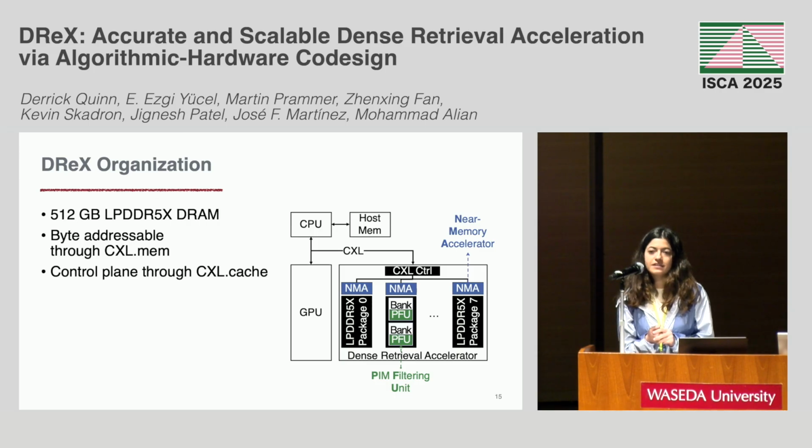DReX is composed of 8 LPDDR packages, so it has a total capacity of 512 gigabytes, and it functions as a CXL memory expander. Therefore, it is byte addressable through cxl.mem, and it is controlled via cxl.cache. It can also work with CPU and GPU in a system, and it uses both in and near memory processing. Therefore, it is a hybrid accelerator.